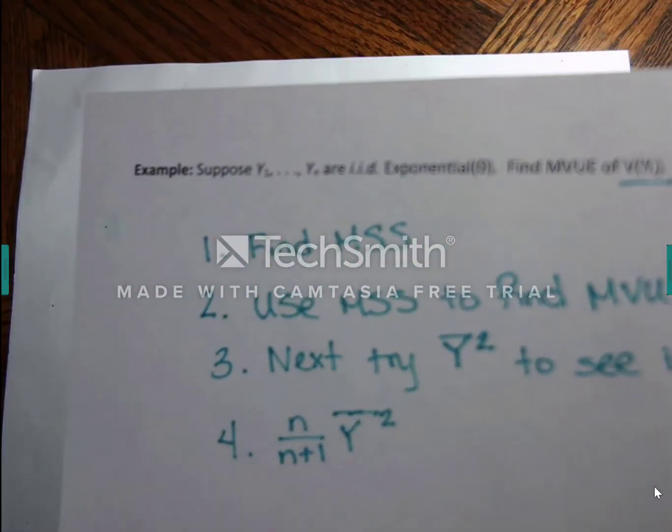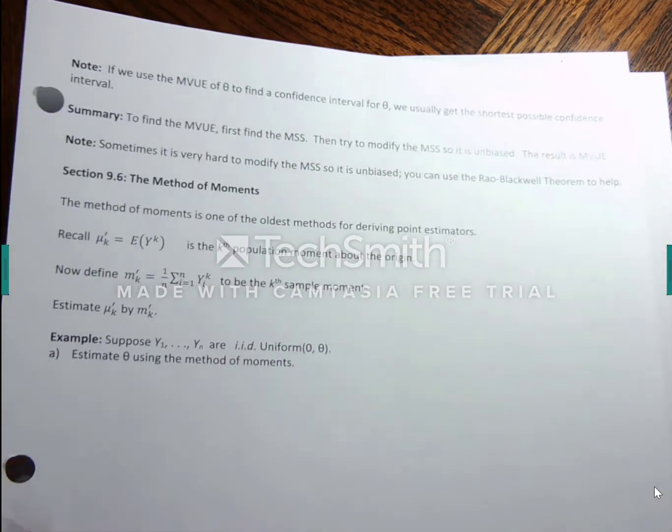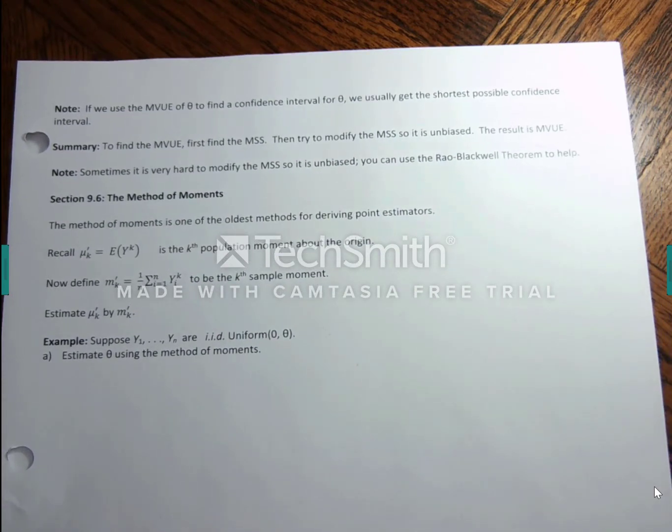All right, and then we just have one more page here. So we have this note, and it says, if we use the MVUE of theta to find a confidence interval for theta, we usually get the shortest possible confidence interval. And this makes sense because if we're finding the estimator that is unbiased and it has minimal variance, remember that part of the formula for a confidence interval takes into account that variance of the estimator. So if it has the smallest variance, it's typically going to get the shortest possible confidence interval.